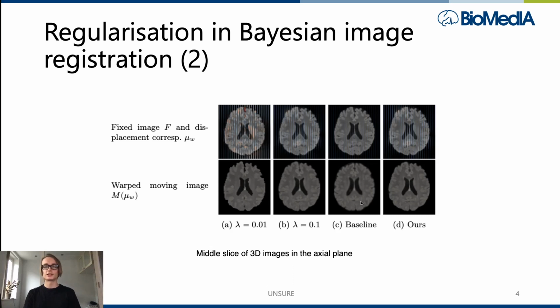In the top row, you can see the fixed image and the displacement corresponding to the mean transformation, and on the bottom, the warped moving image. From left to right, output for 2 different values of fixed regularization strength, the baseline method, and our proposed loss.